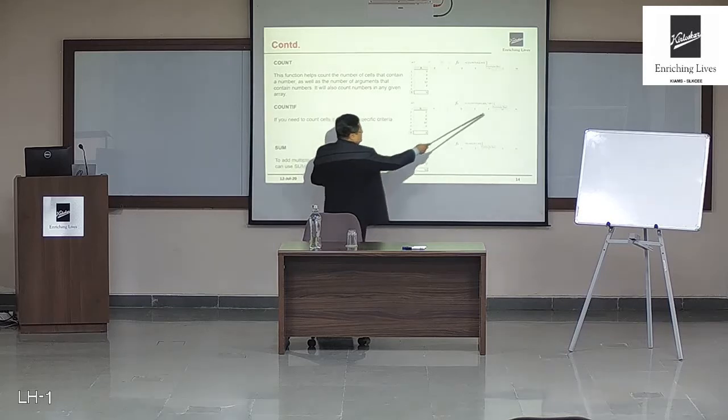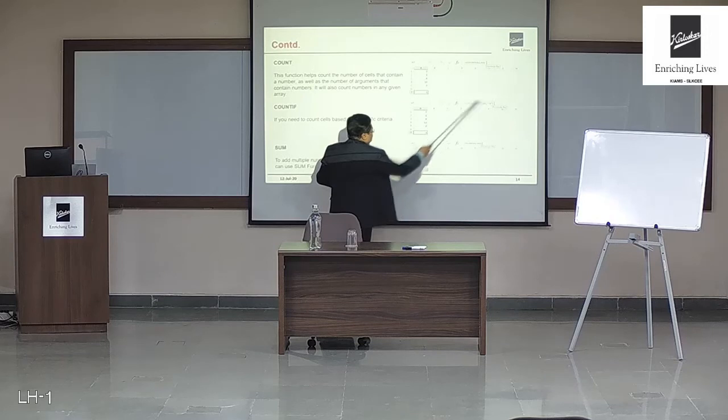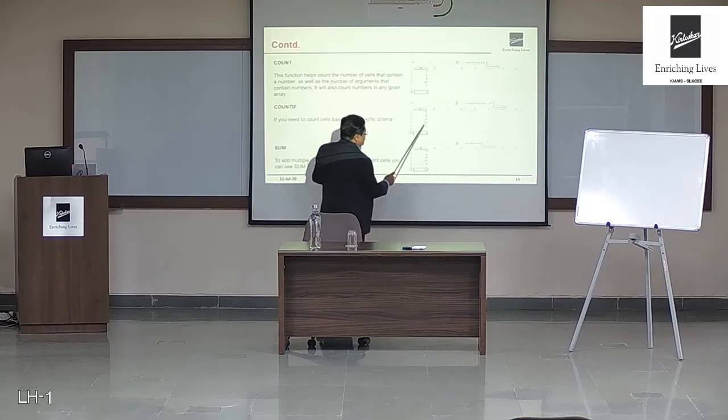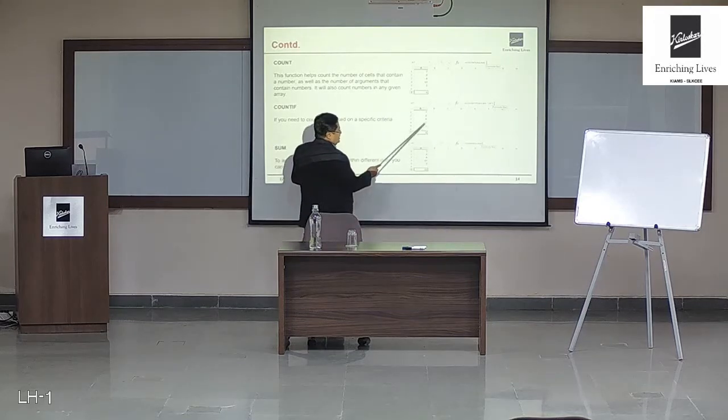So what is the condition I have given? Greater than 5. Tell me the numbers which are greater than 5. How many are there? 3: 7, 8, 12. So COUNTIF from this to this where the value of the number is greater than 5. If I write less than 5, then what will happen? Only 2 will come, 2 and 3 will come.